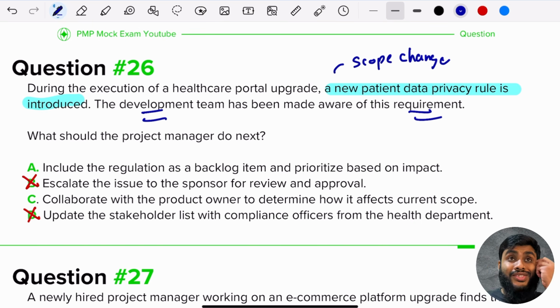Because it doesn't make sense in our industry practice to use a predictive approach for a software related project. So because they mentioned development team, we can think of this project as a software development project in the healthcare space, okay? So if A, include the regulation as a backlog item prioritized based on impact. Collaborate with the product owner to determine how it affects the current scope. C is going to be the answer.